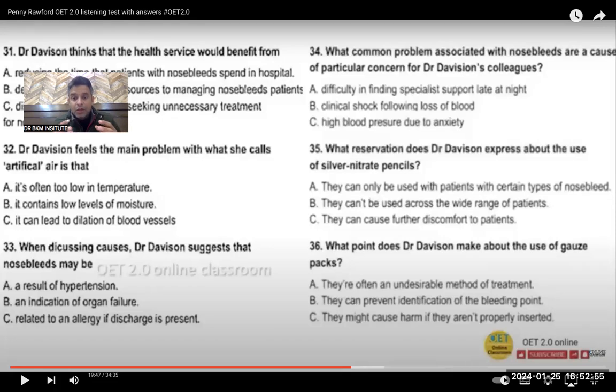It's a negative word. What limitation does Dr. Davison express about the use of silver nitrate pencils? So maybe for the treatment, silver nitrate pencils can be a solution, but what is the reservation? Means what is the drawback? What is the disadvantage? So the tone of the question is negative.